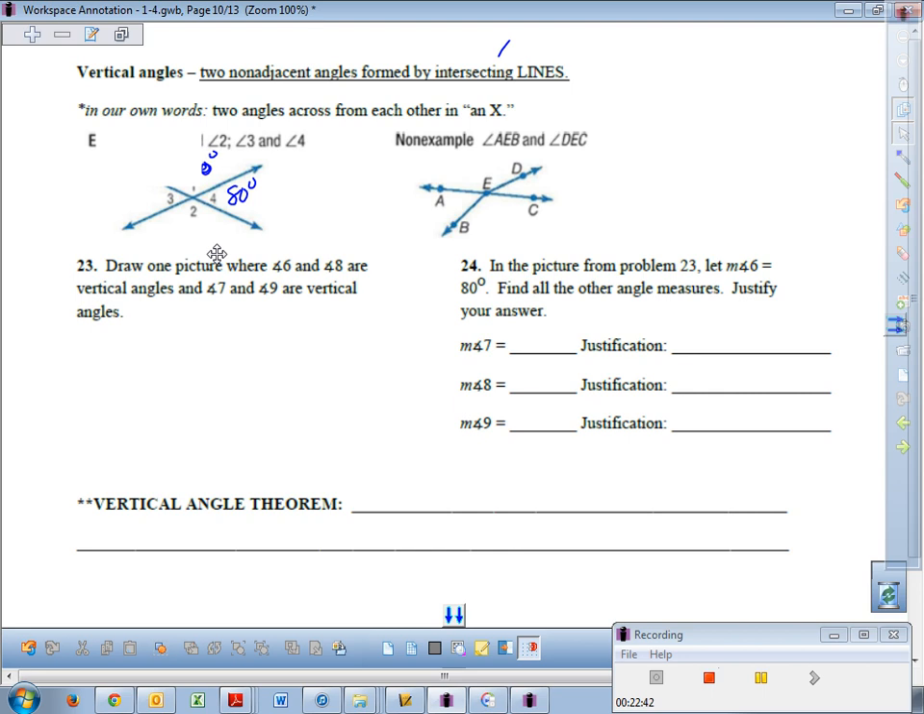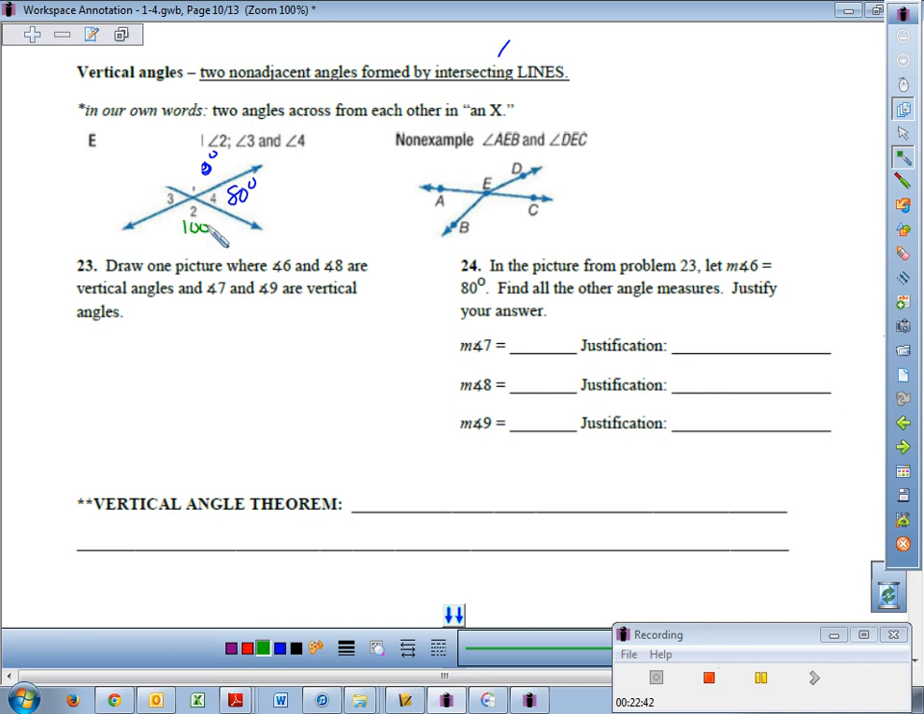Can we figure out what the measure of angle 2 would be? How much should that be? Why? Linear pair theorem, right? That's all that this class is. You're going to do something, and I'm going to ask you why. You better have a reason for it. Didn't we have a reason why that's 100 degrees? Linear pair theorem says so.